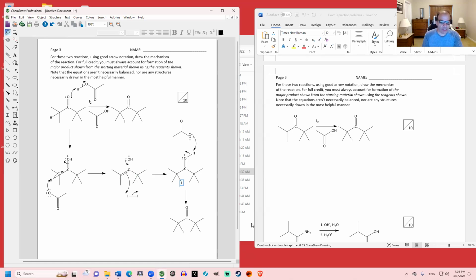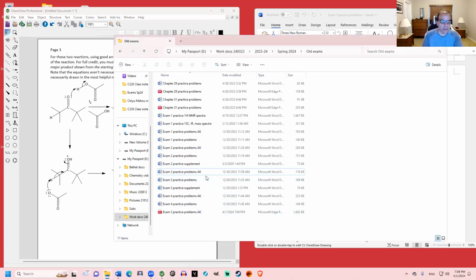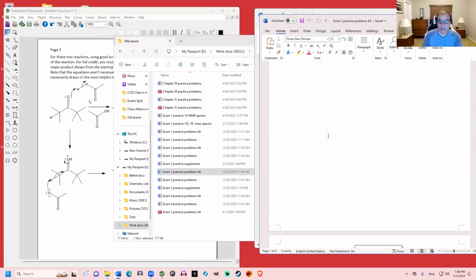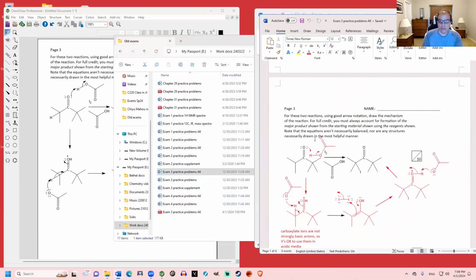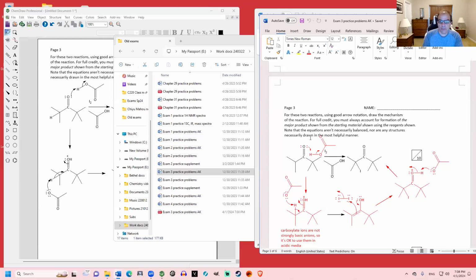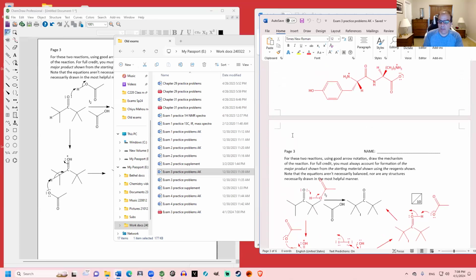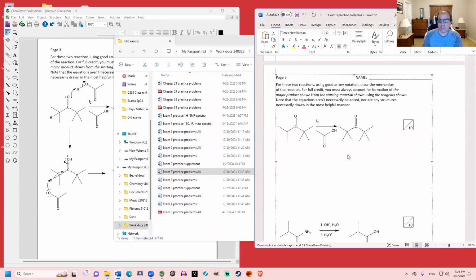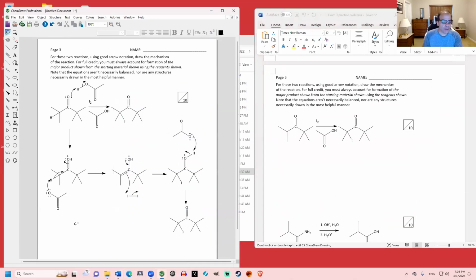Makes me want to check the answer key again. Yep. Carboxylate ion attacks the iodine, pulls off the proton. Yep, looks good. Good. So everyone okay with that mechanism?